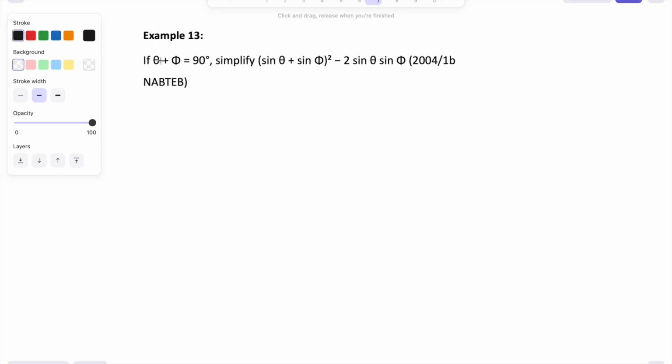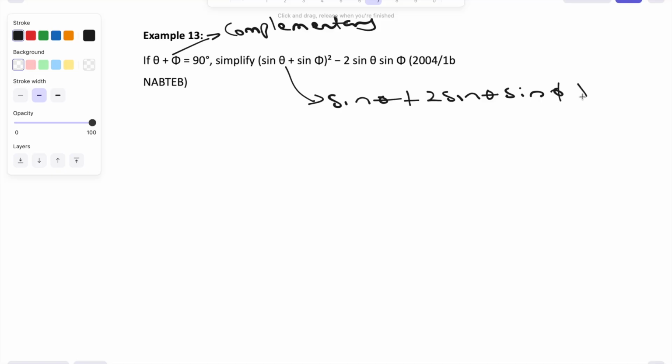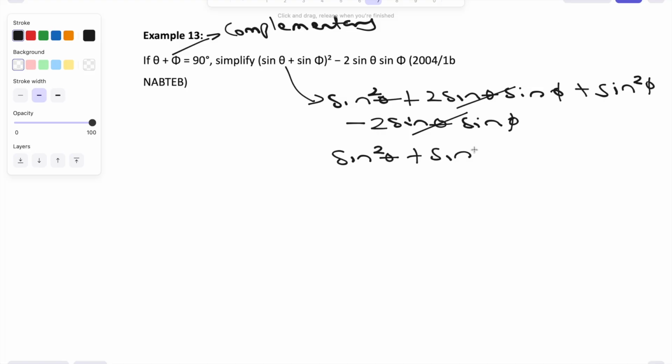So what do we have here? Theta plus phi is equal to 90 degrees. So what you can see here is that they are complementary. That is the first thing you need to note. If I break this down, I mean, you should know how to open up a bracket. We've done this before. So this would be sine square theta plus 2 sine theta sine phi plus sine square phi, minus 2 sine theta sine phi. The plus 2 sine theta sine phi and minus 2 sine theta sine phi cancel themselves. I'll be left with sine square theta plus sine square phi.